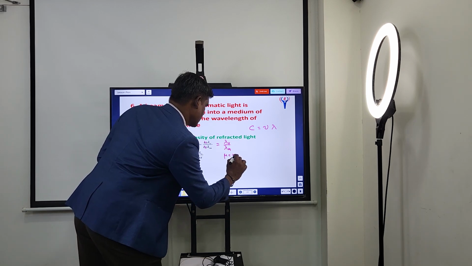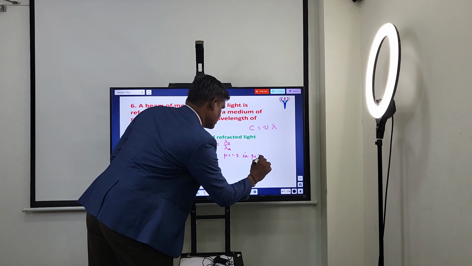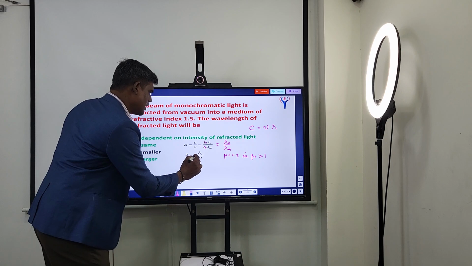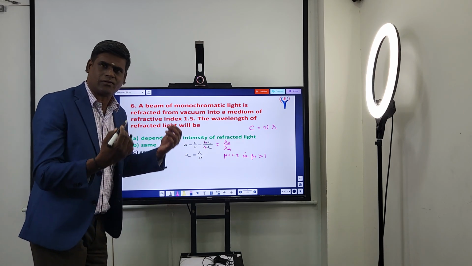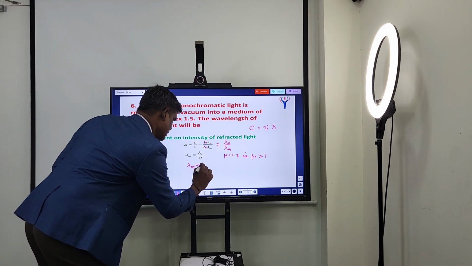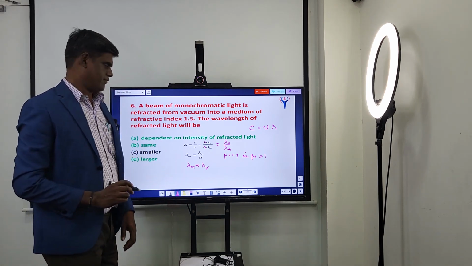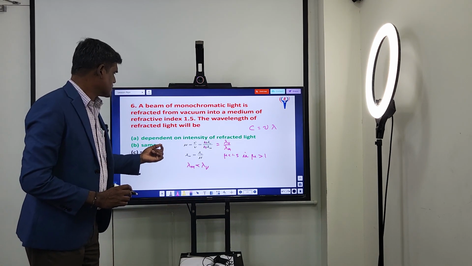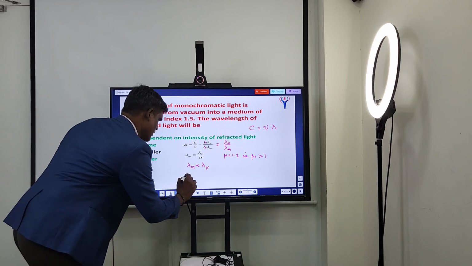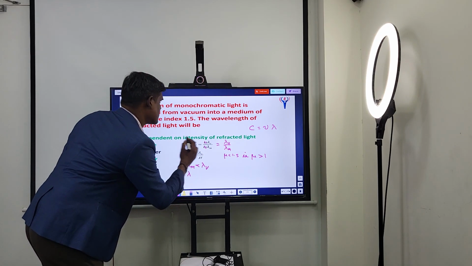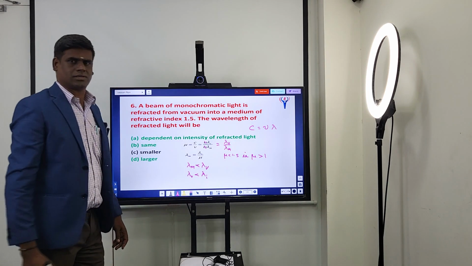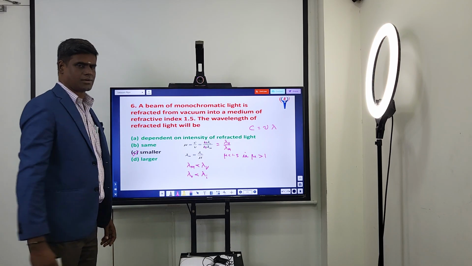Mu equal to 1.5, that is greater than 1. As mu is greater than 1, lambda v by 1.5 means definitely that value will be less. Therefore, lambda m is less than lambda v, that is smaller. The wavelength in the medium, that is the wavelength of the refracted light, is less than the wavelength of the incident light. So option C is the correct answer.